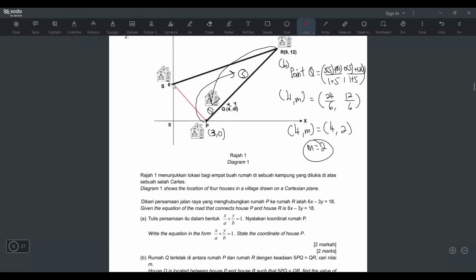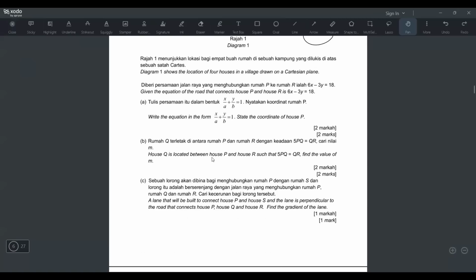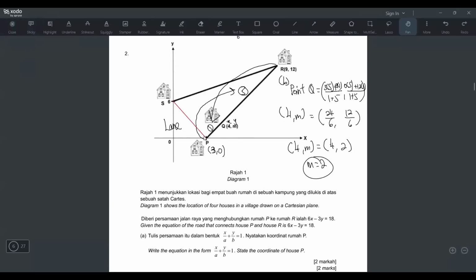Okay, I'll use red color line. So let's call this lane, right? This red color line is lane. And what is this lane? This lane is perpendicular. Perpendicular means 90 degree, right? 90 degree, perpendicular to the road that connects PQR. Okay, this lane, PS lane, is perpendicular to PQR. It means this is 90 degree here, right?